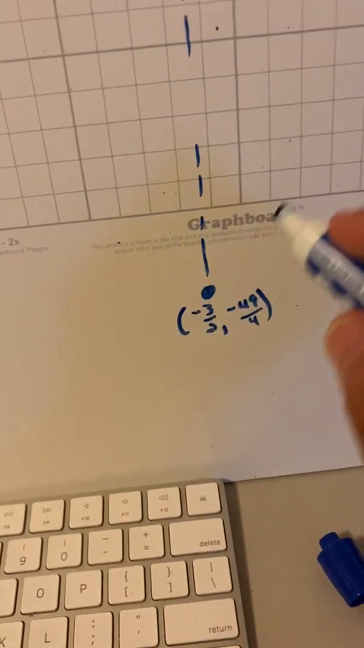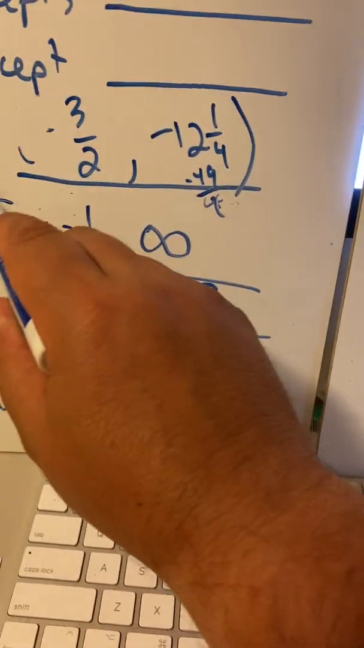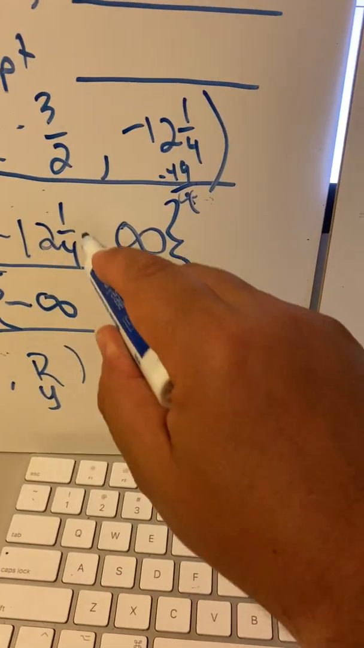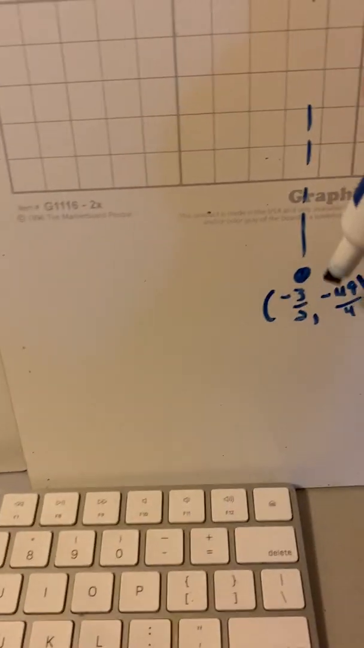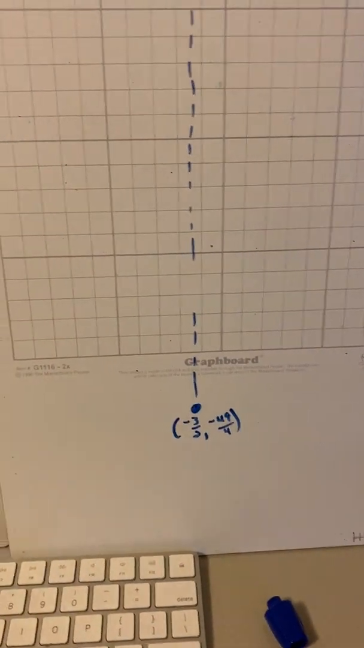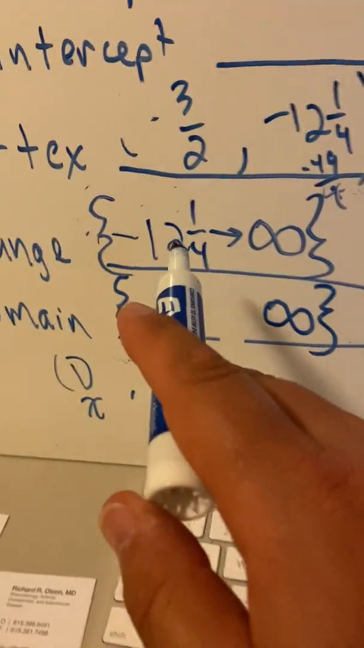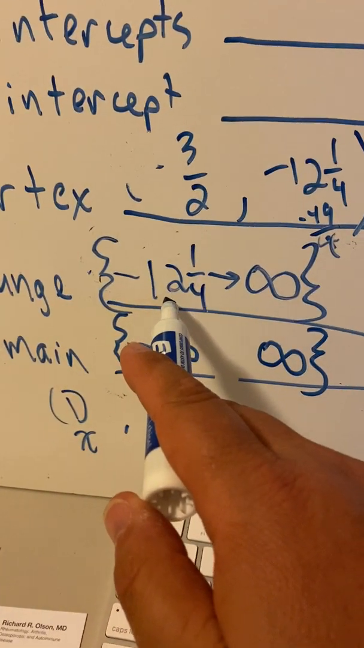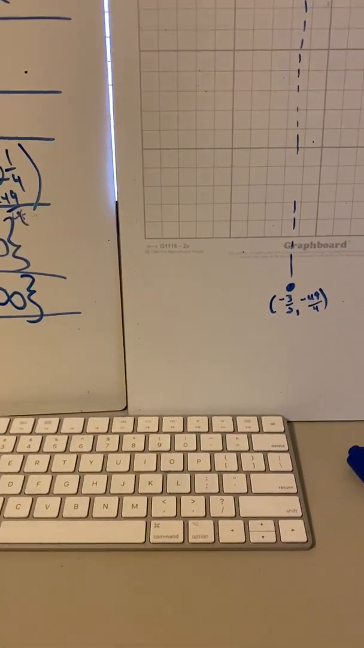Now, how high can you go on your graph on the y-axis? That is unlimited. So your range starts at negative 12 1/4, because that's the lowest point you're ever going to get. You can't go any lower because that's the minimum value of your graph. It opens upwards from that point and doesn't go any lower. So your range only goes down to negative 12 and 1/4, but it can go up on the y-axis infinitely.